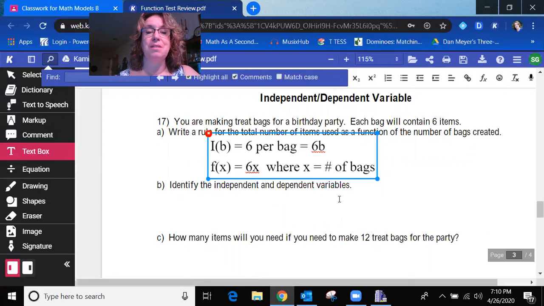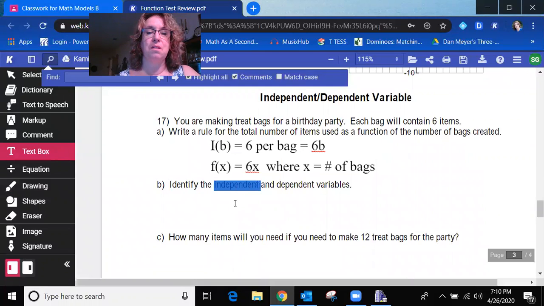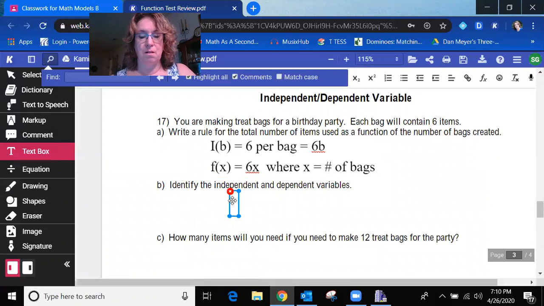Which one is independent and dependent? Independent is the one inside. So independent are the bags, and dependent is the total items.